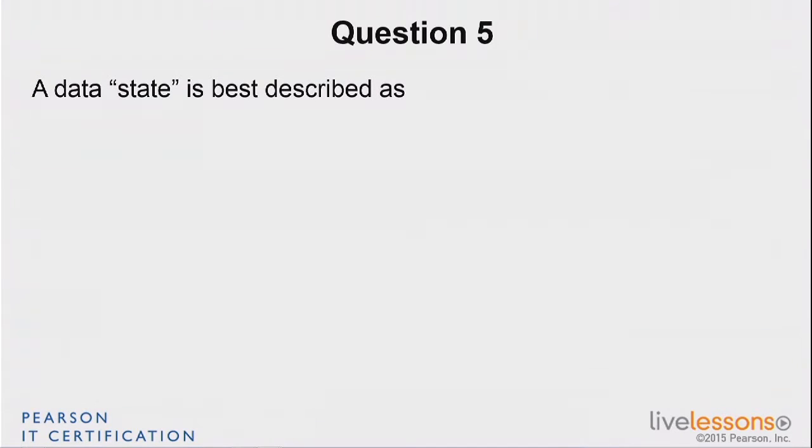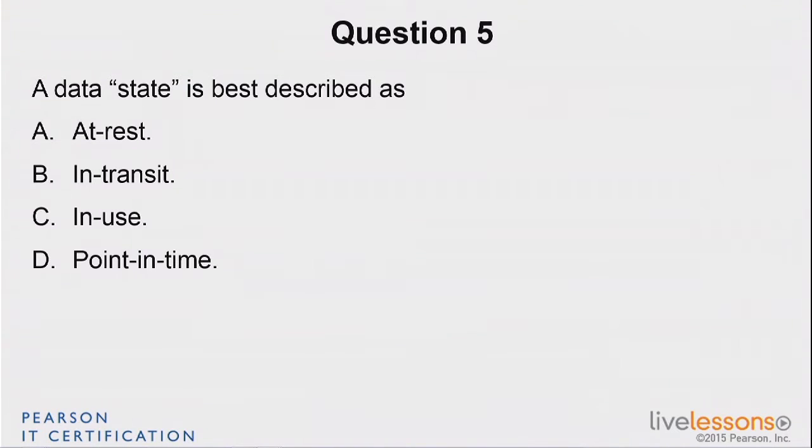And lastly, question 5. A data state is best described as at rest, in transit, in use, in point in time. Now this is one of those questions where it feels like all the answers are right. A data state could be at rest. A data state could be in transit. A data state could be in use. All of those are different types of states.